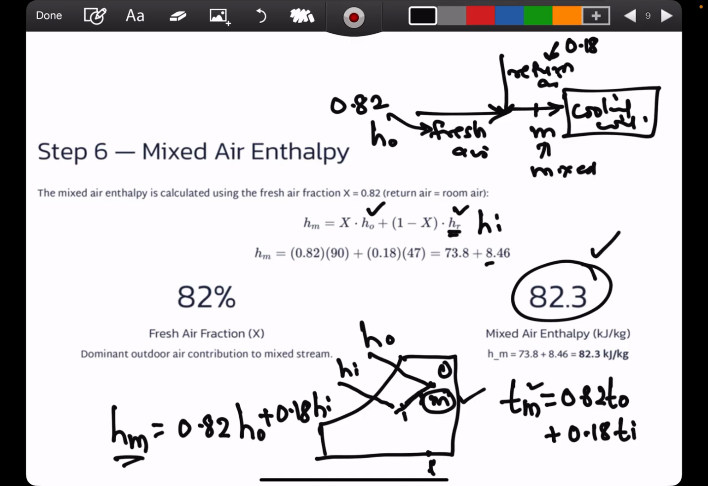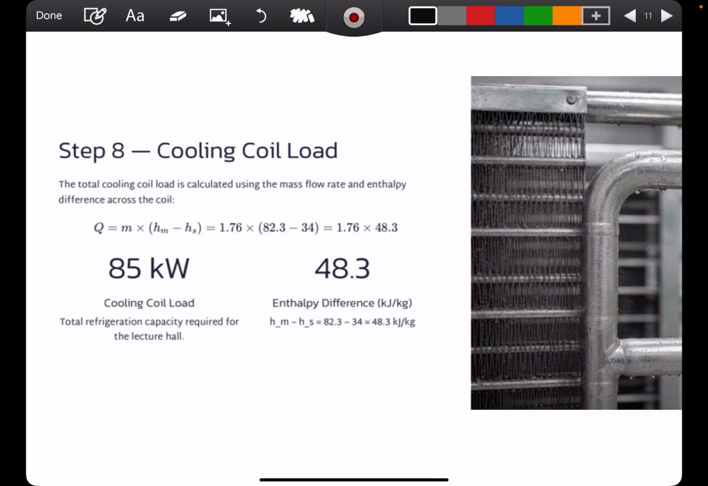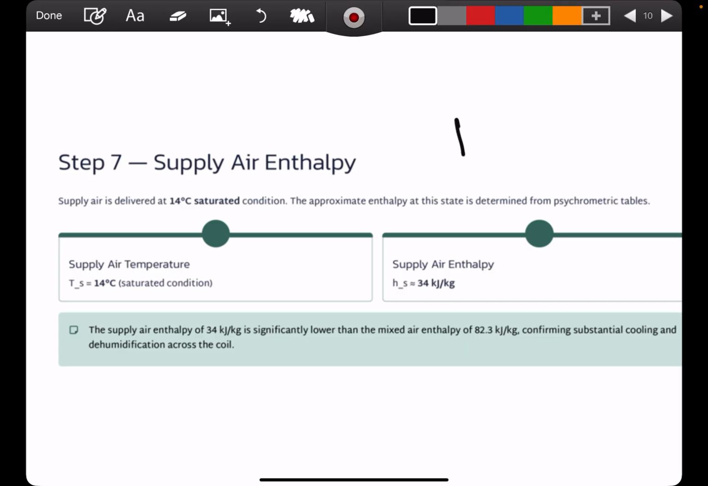So once you get the mixed air enthalpy, finding the cooling capacity is very simple, because now what you have is the HM value, which is 82.3. What you require is the supply air value. Okay, so on the psychrometric chart, suppose this is your I, this is your O, and this is your M, and this is your conditioning line.